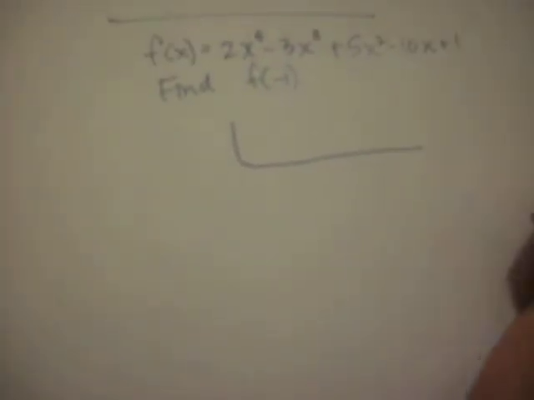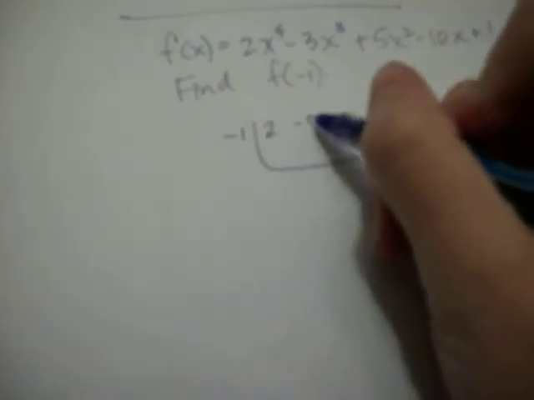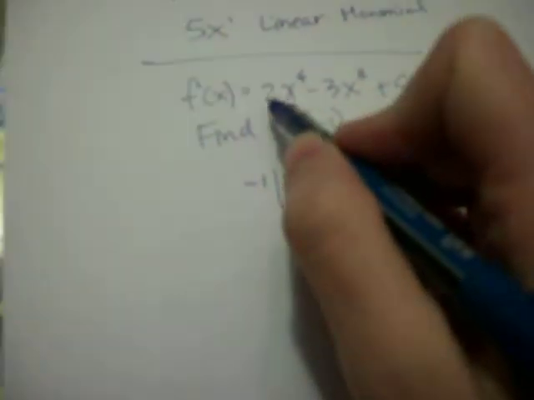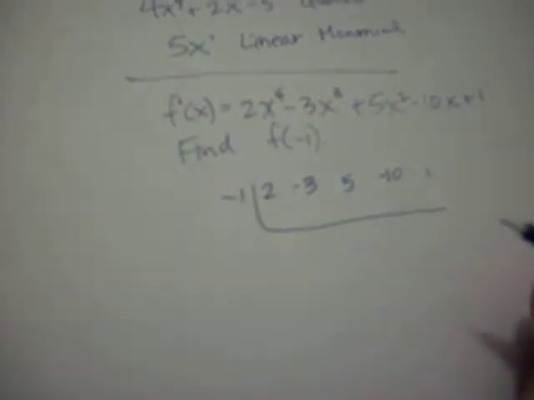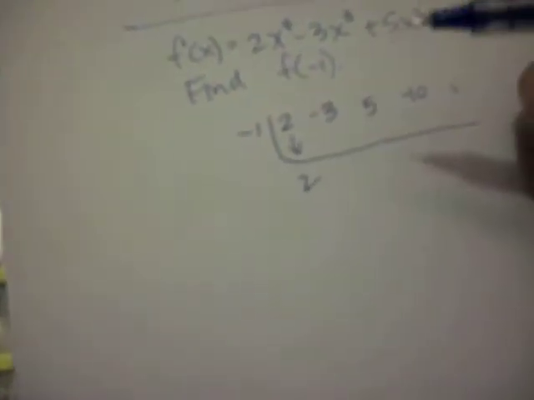So I'm going to make a little box like this. There we go. Negative 1 goes on the outside. I'm going to put my coefficients on the inside. So that's 2, negative 3, 5, negative 10, and 1. You always bring down the first number, so the 2.